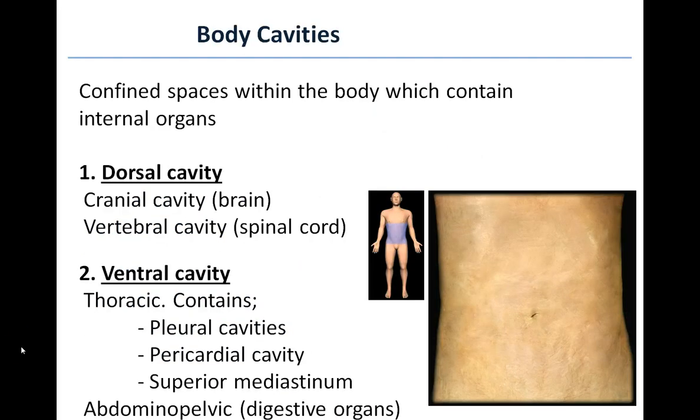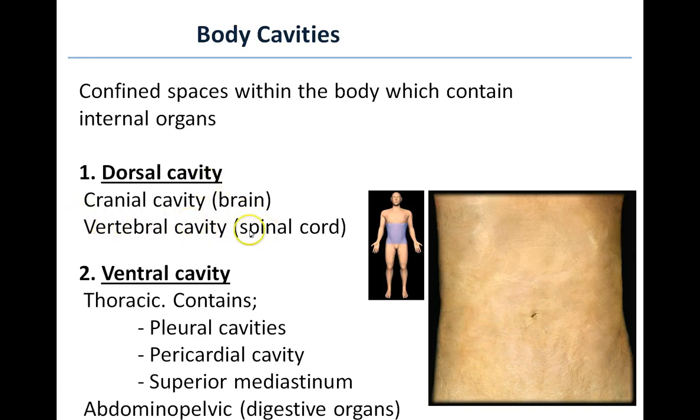Our next major concept relating to anatomical terminology relates to the cavities found within the human body. Body cavities are spaces confined by muscular walls where most of the internal organs can be found. So these confined spaces, typically with walls made of muscle or bone, contain the internal visceral organs. Two major ones are the dorsal cavity, which contains the brain and the spinal cord. So the cranial cavity is a subdivision of the dorsal cavity. The cranial cavity contains the brain. Another part of the dorsal cavity is the vertebral cavity that encloses the spinal cord.